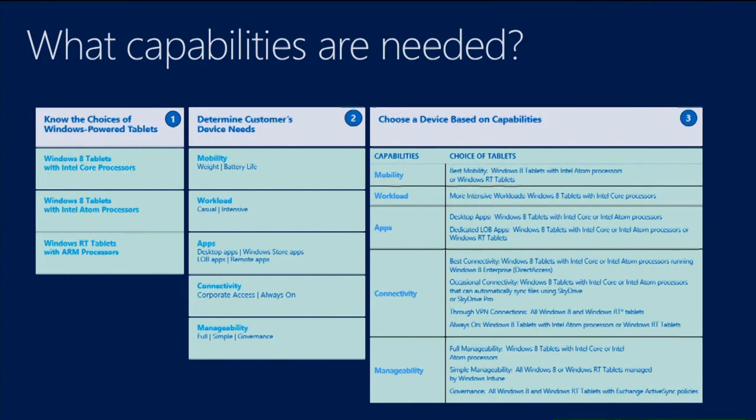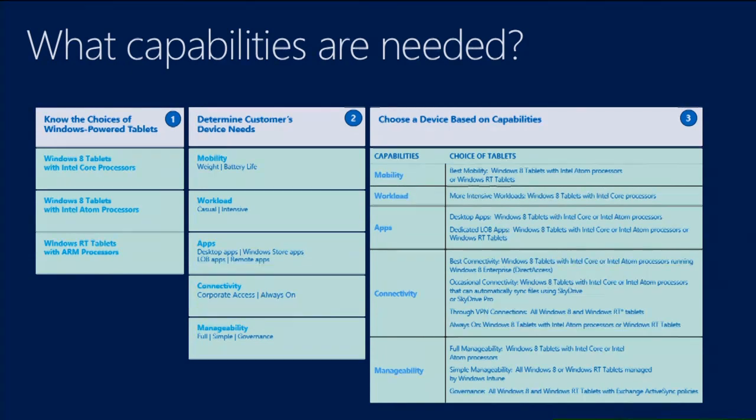The manageability side becomes easier. Any Windows 8 device can be joined to Active Directory, can run group policy. Any Windows RT device can't. So Windows RT devices, primarily you're going to manage those using an MDM solution or using Exchange ActiveSync, where Exchange ActiveSync is just used to enforce basic settings on the device.